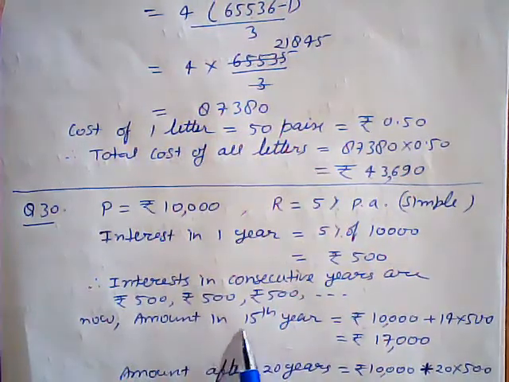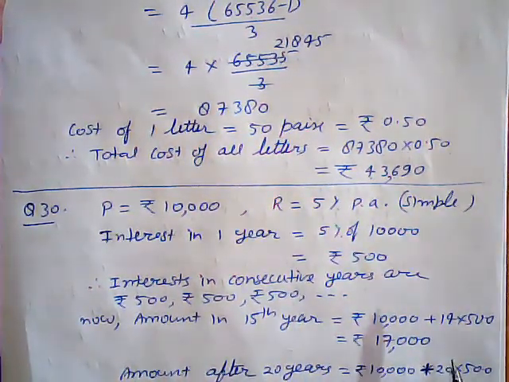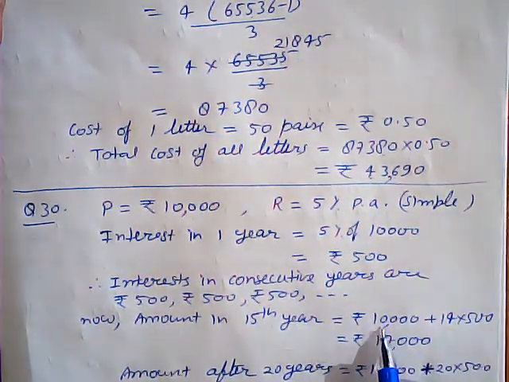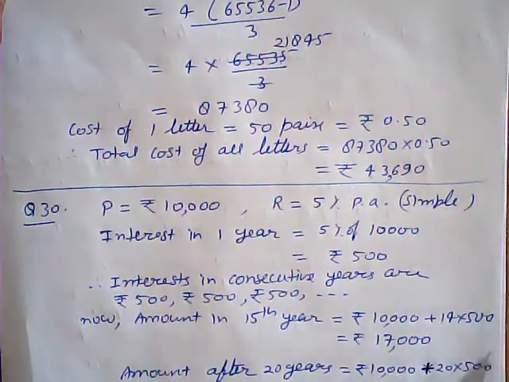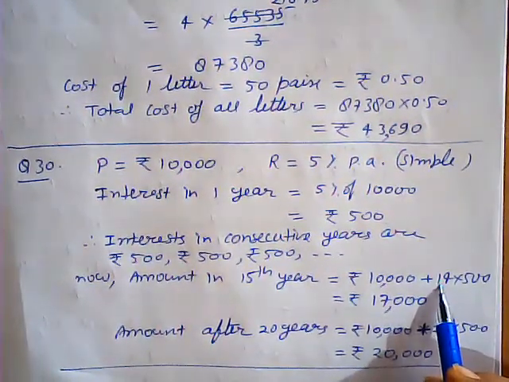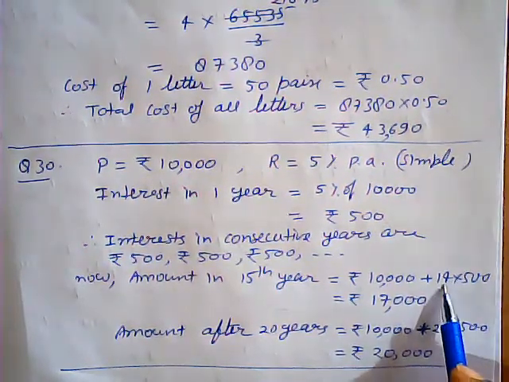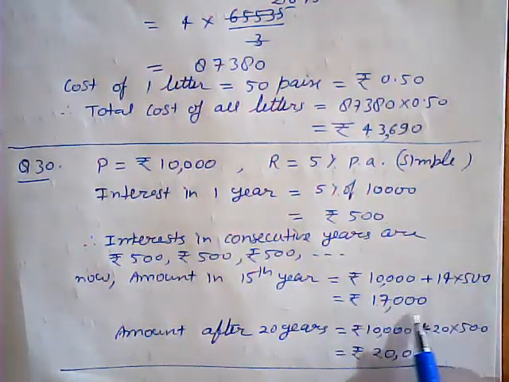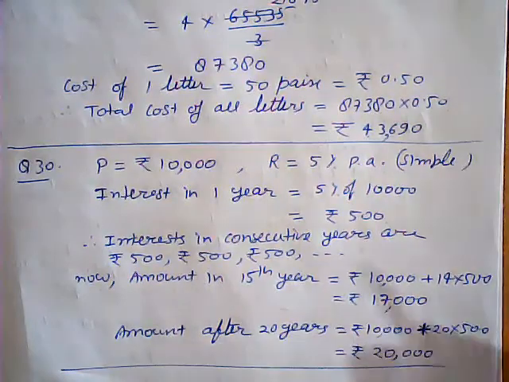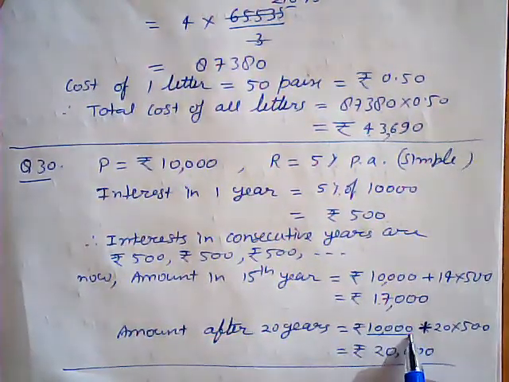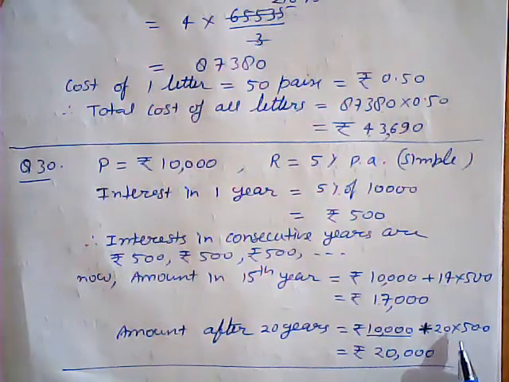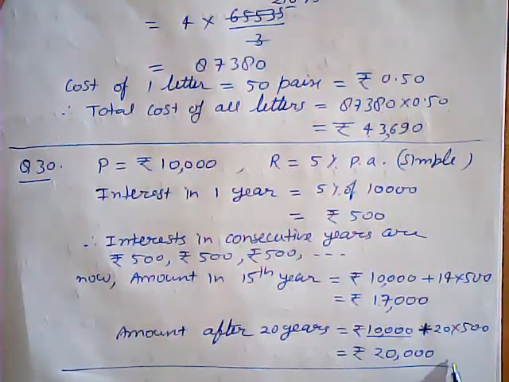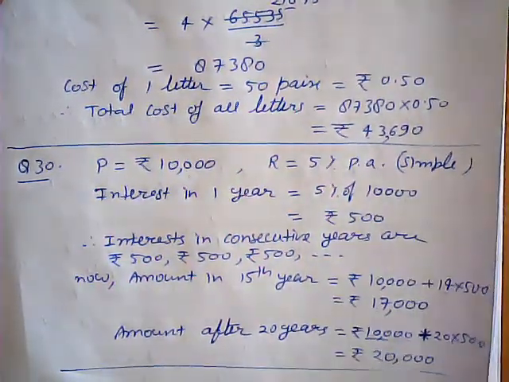Now amount in 15th year. When 15th year will be there, then 14 years have been passed. The total amount in the bank will be 10,000, that principal he deposited in the bank, and 14 years have been passed. The interest for 14 years will be 14 into 500, 7,000. So 10,000 plus 7,000, 17,000. And amount after 20 years. So it was the principal deposited rupees 10,000, and 20 years have been passed. So 20 into 500, it is 10,000. 10,000 plus 10,000 is equal to 20,000. So this question is also clear to you.